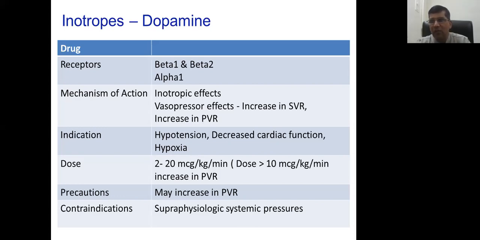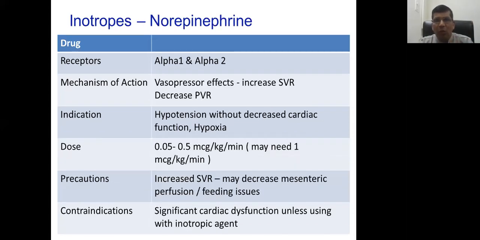Pulmonary hypertension plus hypotension, you are in big trouble for use of dopamine, because dopamine will worsen your pulmonary vascular resistance. What about norepinephrine? Fantastic drug which acts on alpha receptor. Very important statement I'm making. Sorry, not dopamine, norepinephrine. Norepinephrine decreases your pulmonary vascular resistance.